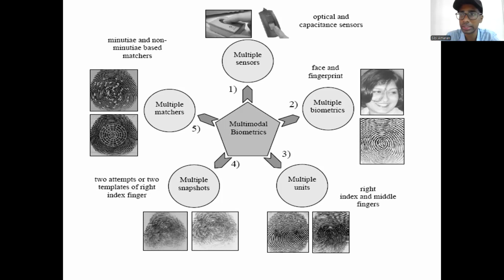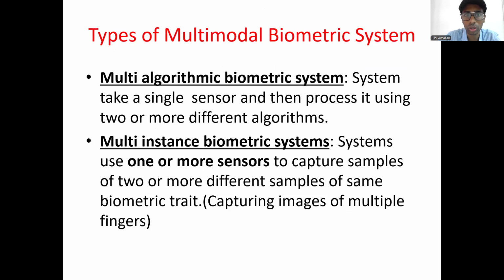First is the multiple sensors, second is the multiple biometrics, third is the multiple units, fourth is the multiple snapshots, and fifth is the multiple matchers. Okay, this is about the multiple algorithms. The first algorithm is the texture algorithm, and the second one is the minutiae algorithm. Always, the accuracy rate will be higher for the minutiae algorithm compared to the texture algorithm.